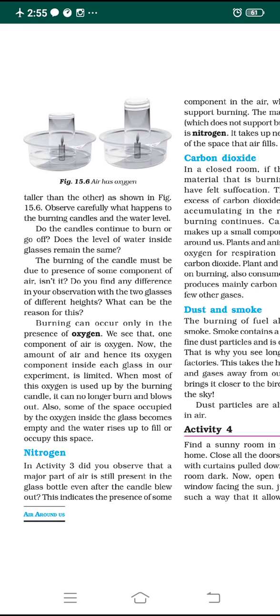Okay, dear students, I hope you have understood this concept that oxygen supports burning. You have to remember that. Burning can happen only in the presence of oxygen. So oxygen helps burning.